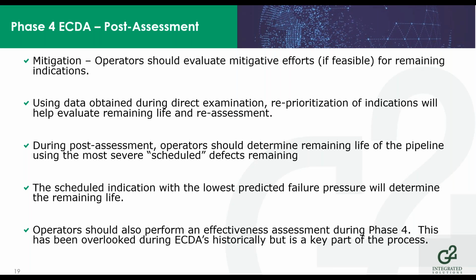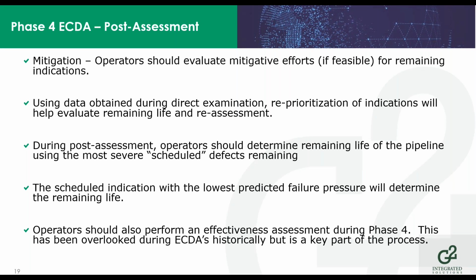If you don't find any indications, you don't have to do remaining life. If you do have indications that are remaining, whatever the scheduled indication or monitored indication that indicates the lowest predicted failure pressure, that's going to determine your remaining life on your pipeline. Reassessment intervals are going to be determined based on what your remaining life is, what your scheduled indications look like, and how much time you think you have until you have to mitigate those as well.